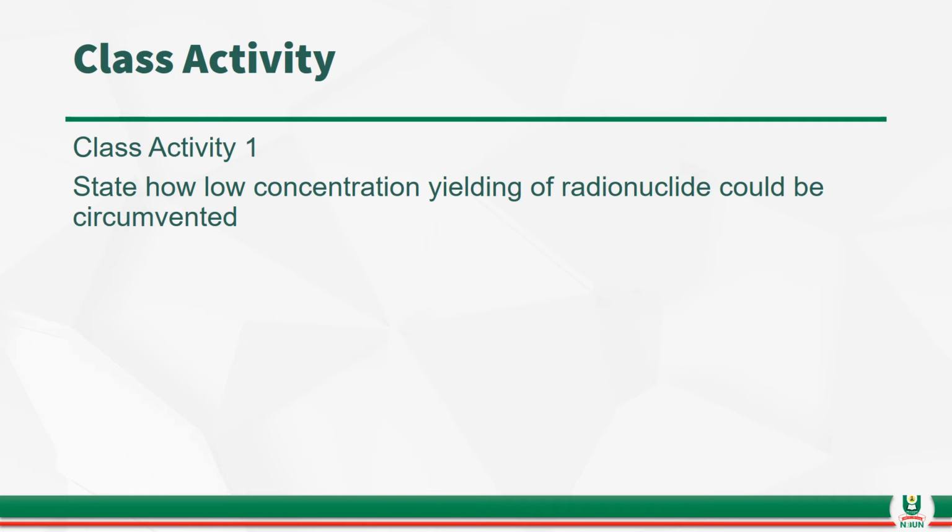And the first class activity: students are expected to state how low concentration yielding of radionuclide can be circumvented.